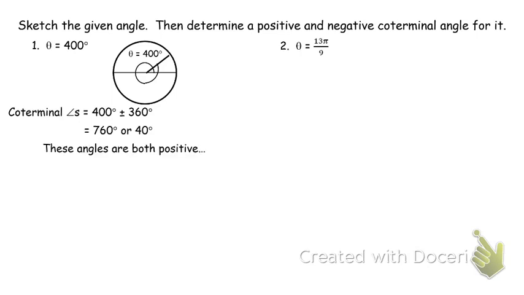Now plotting, it's going to be easier to use the 40-degree angle. So I need to subtract another 360 degrees to find a negative coterminal angle. If I take 40 degrees and subtract 360, I get negative 320 degrees. And that would be a negative coterminal angle to 400 degrees. So I could say that both 40 degrees, or the 760 degrees if you prefer, and the negative 320 degrees are both coterminal angles. I'm going to use the 40 degree one because it's easier to plot.